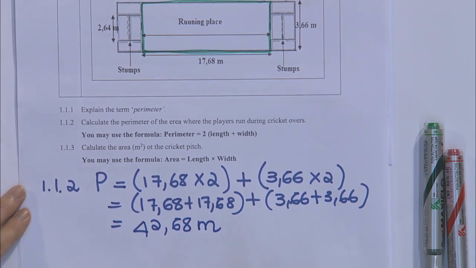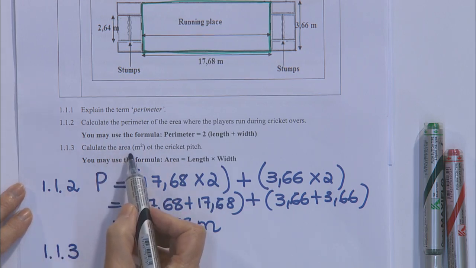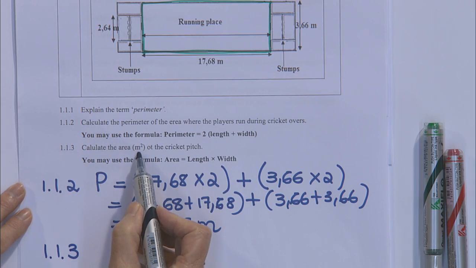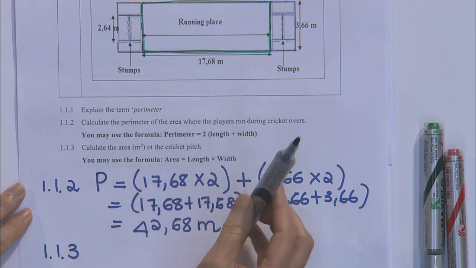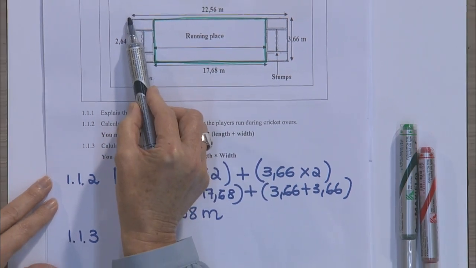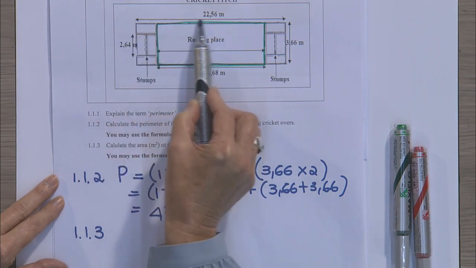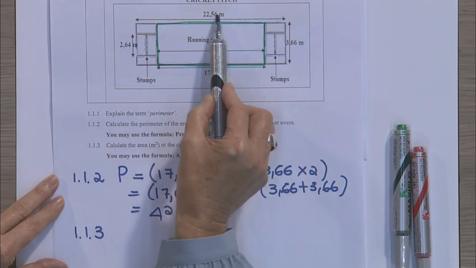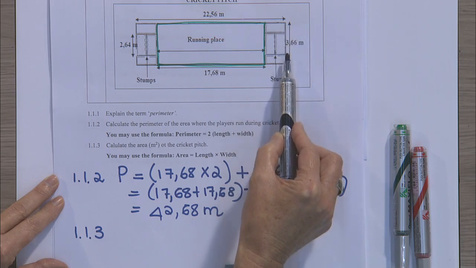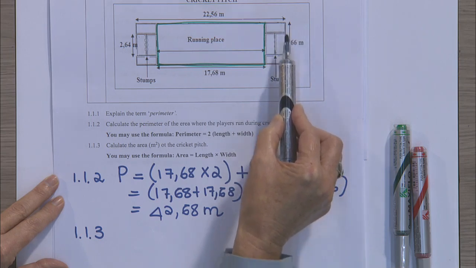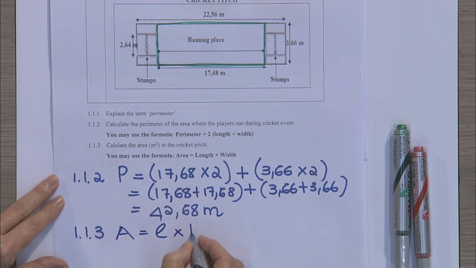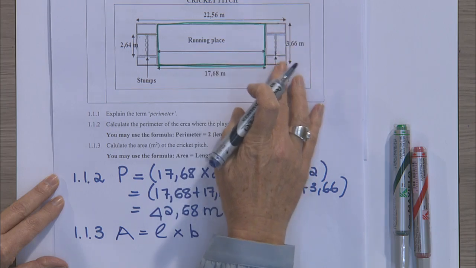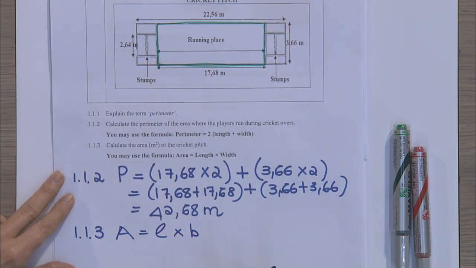The next question is 1.1.3. Calculate the area in meters squared of the cricket pitch. All right, so now the cricket pitch is the bigger part. The pitch is 22.56 meters in length and 3.66 meters in breadth or width. So now we're going to work out area. So we write down our formula. This is a rectangle, so it's length times breadth.